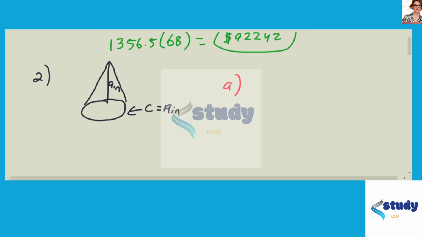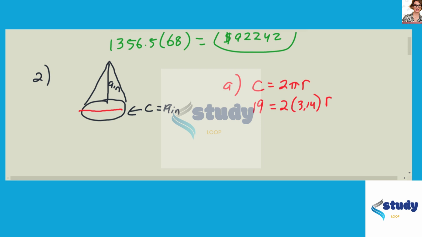In part A of this problem, they want us to figure out how long the elastic is. The elastic is this band that's going across the diameter of the base. We have a formula to find the radius from the circumference. Circumference is equal to 2 times pi times the radius. In this case, we know the circumference is 19 inches, but we don't know the radius. So again, we're going to substitute in 3.14 for pi.